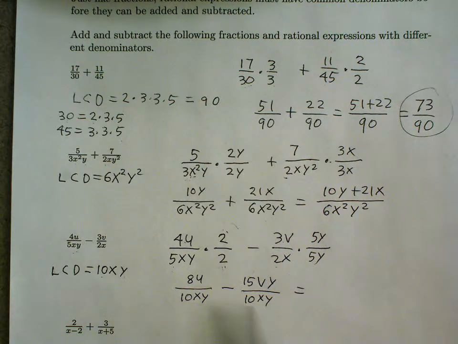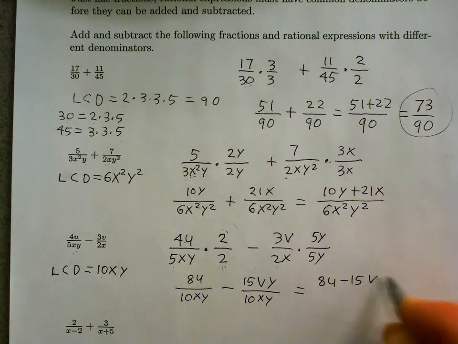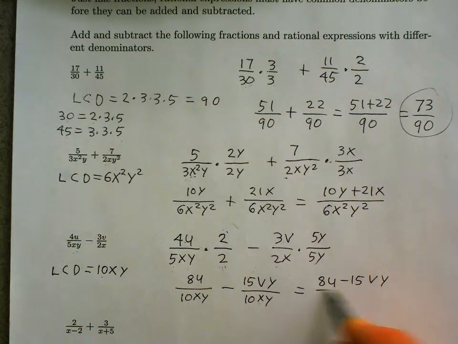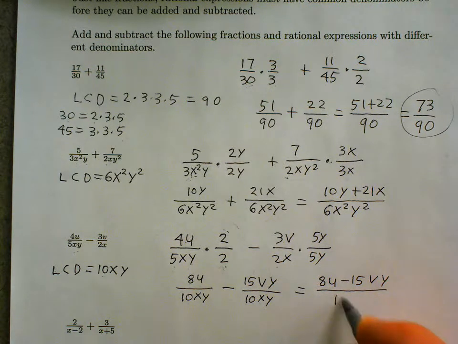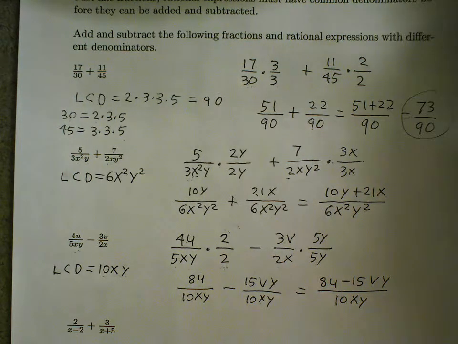Now that the denominators are the same, we can subtract. In the numerator, we just get 8u minus 15vy. And the common denominator, 10xy in the denominator. Okay, the next level.